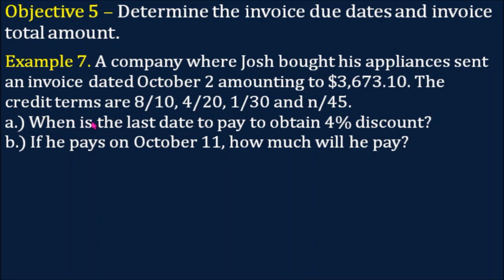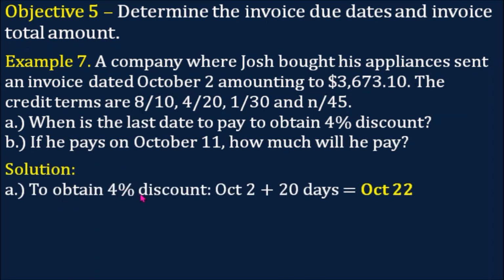Question A. When is the last date to pay to obtain 4% discount? In order for Josh to avail of the 4% discount, he should pay that within 20 days from the invoice date. So, to obtain 4% discount, we have October 2 plus 20 days, that's October 22. Part B, if he pays on October 11, how much will he pay?